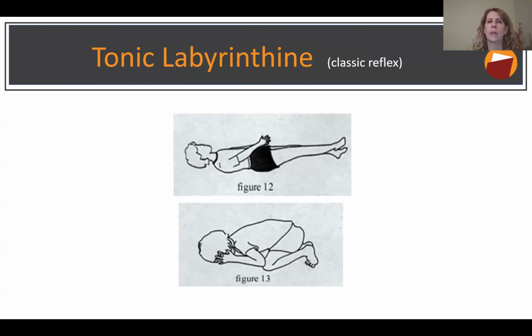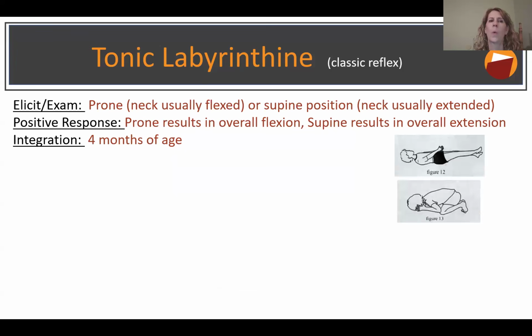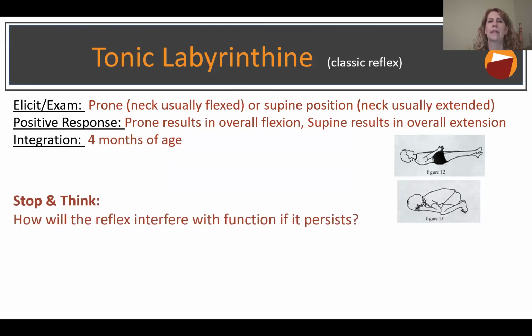Okay, look at these two pictures. If they have a really strong tonic labyrinthine, and every time I put them supine, they go into extension and they're kind of stuck. And every time I put them in prone, they go into flexion and they're stuck. What is that going to interfere with?